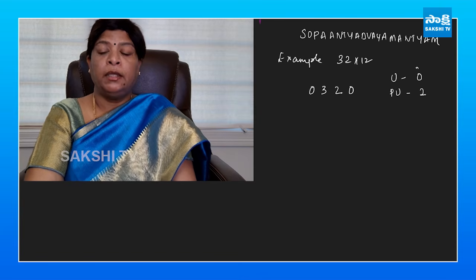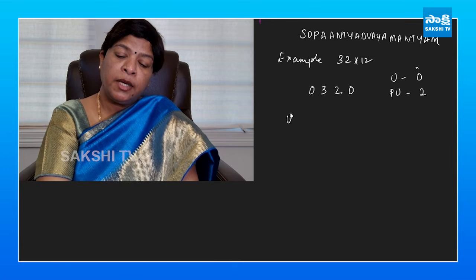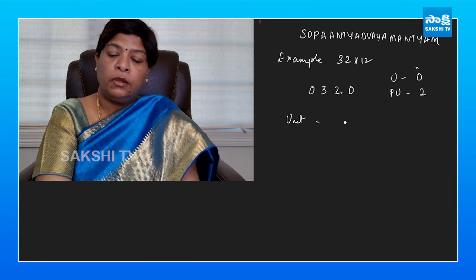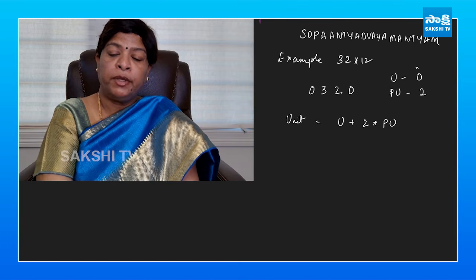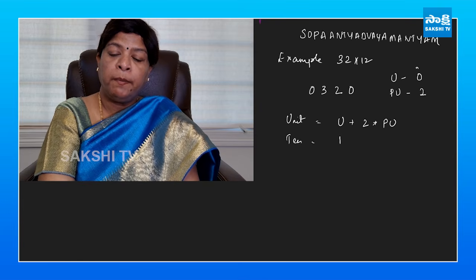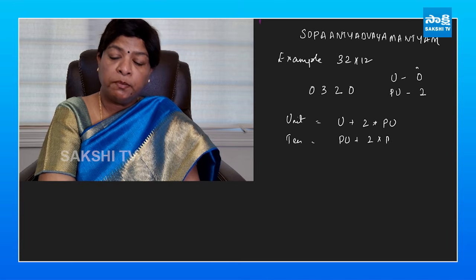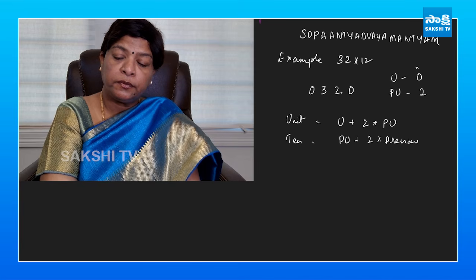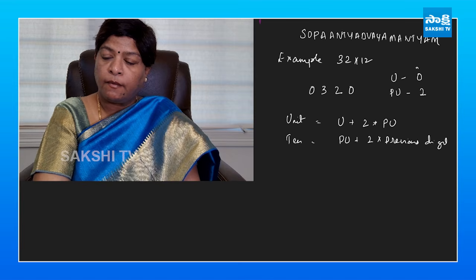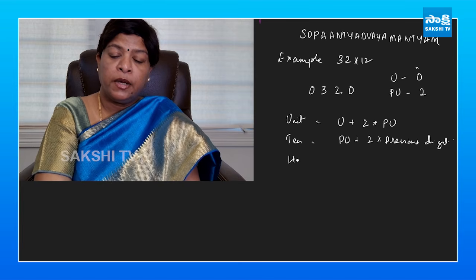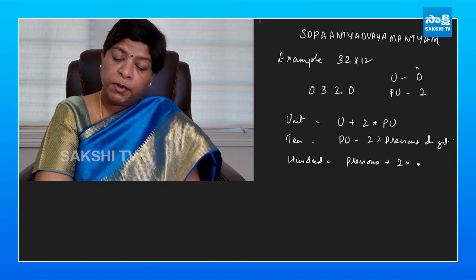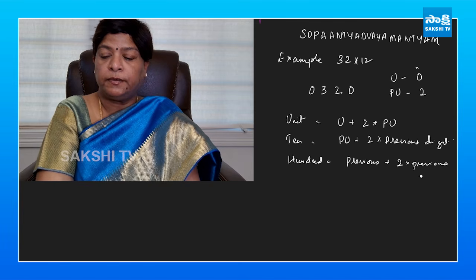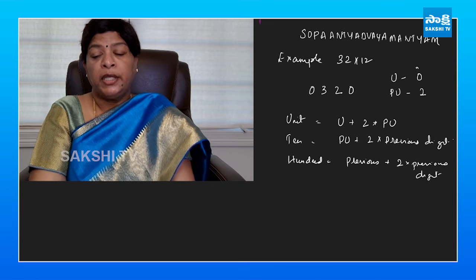After this, we apply the sutra. So the units place would be ultimate plus 2 times the penultimate. The tens place digit would be penultimate digit plus 2 times the previous digit. And hundreds place would be the previous digit plus 2 times its previous digit to the left side. Now let's get back to our example.